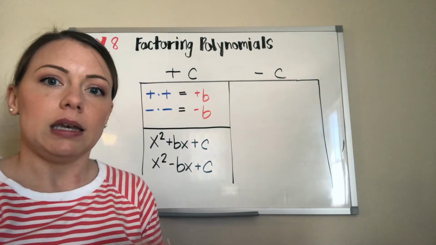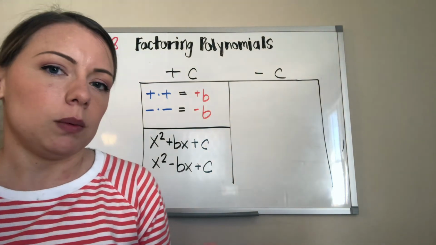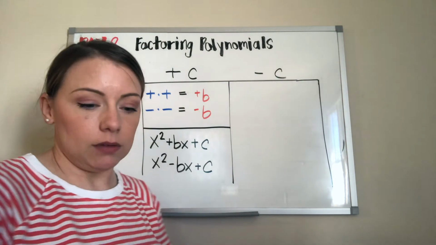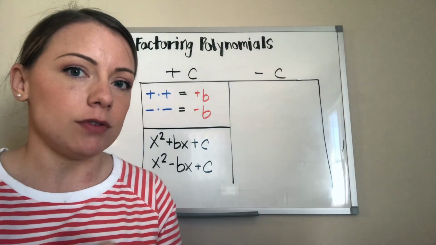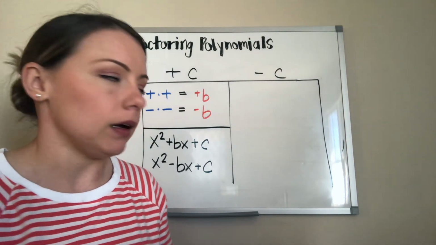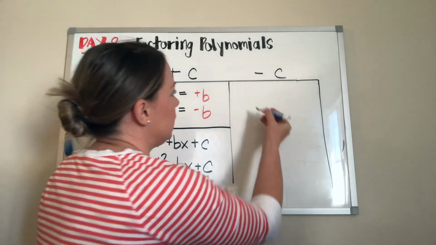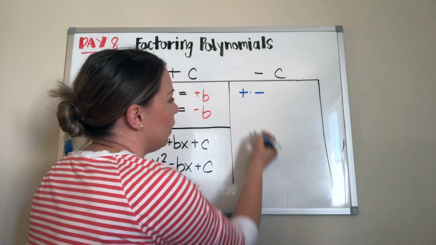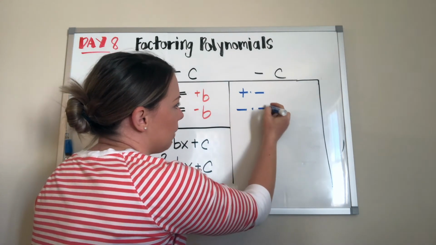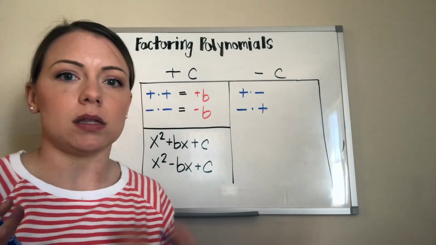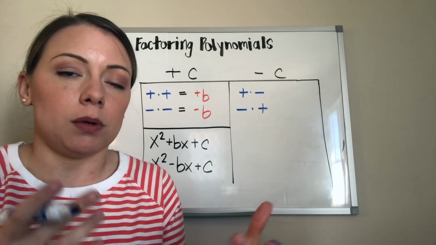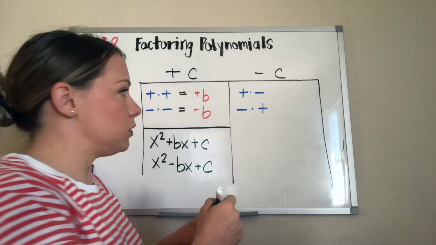All right, now let's look at when I have a negative c. So if I have a negative c, this is where I might have to do a little trial and error here and there. A negative c could be produced because I have a positive times a negative, but it can also mean I have a negative times a positive, which essentially means the same exact thing, for those of you that remember the distributive property.